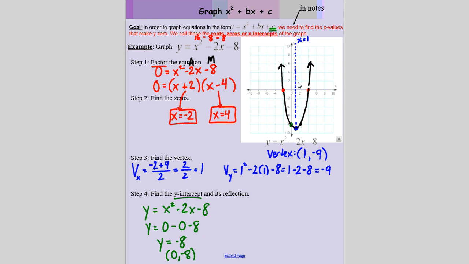I used my two x-intercepts to get started. I found halfway in between, which is the vertex. And then I found the y-intercept and its reflection, and I sketched the point. When you do this process, you're going to get 5 points: the two x-intercepts, the vertex, and the y-intercept and its reflection.